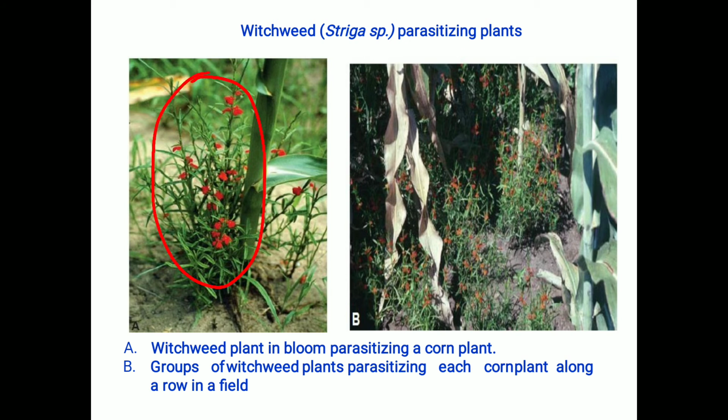This is a weed of Striga. It is small, 10 to 15 centimeters in height. They produce different kinds of flowers and fruits. The flowers are mostly red in color, and sometimes they produce white flowers. They possess chlorophyll, and due to that the leaves of the Striga plant become green.